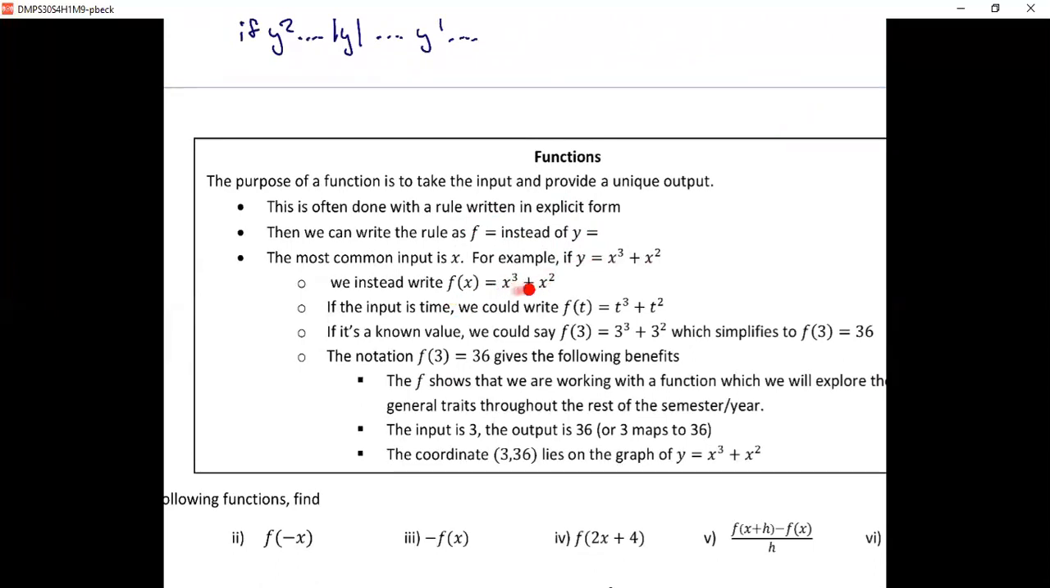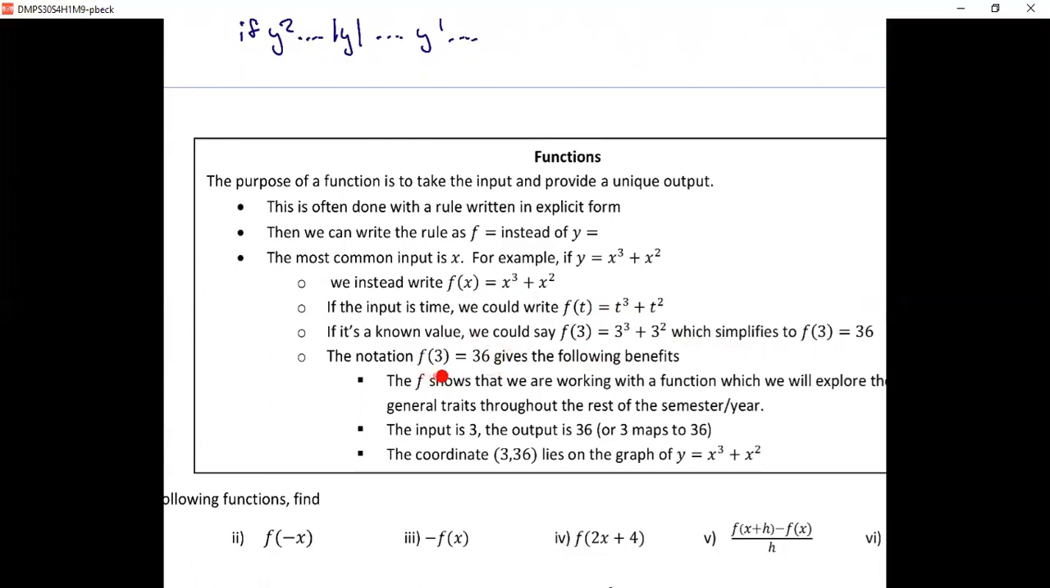Now, the reason why these are x's here, though, is because that x is your input. That's your independent variable. If your independent variable was not an x, suppose it's t, then we could write it as f of t equals t cubed plus t squared. If your input is a number, you could plug in that number. And usually when we plug in that number, we will simplify it if we can. So f of 3 does equal 36.